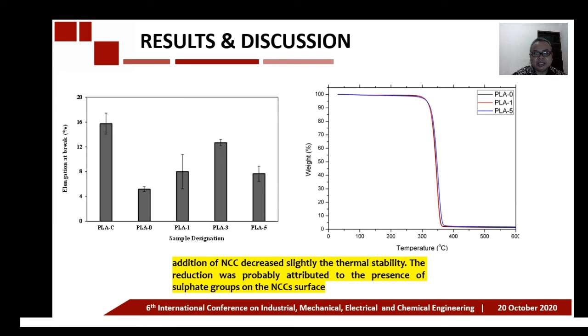And another one is the TGA result. From the result, we can see that adding NCC slightly decreases the thermal stability. What is the reason? The reason is maybe attributed to the presence of sulphuric groups on the NCC surface during sulphuric acid hydrolysis.